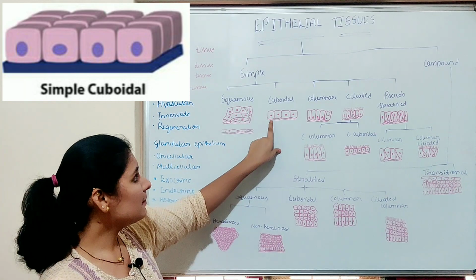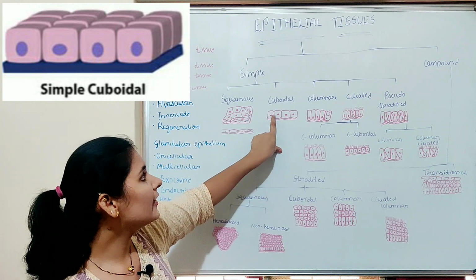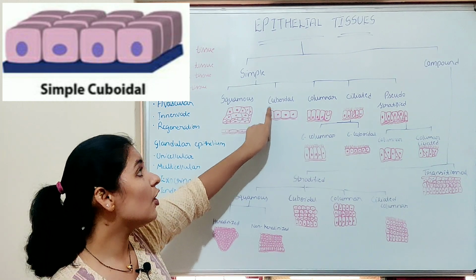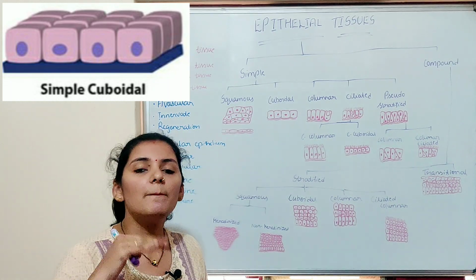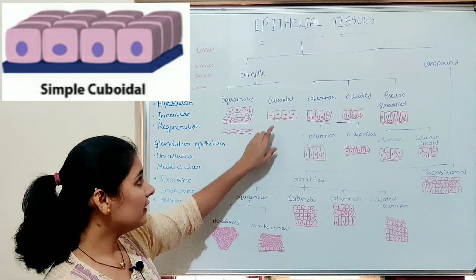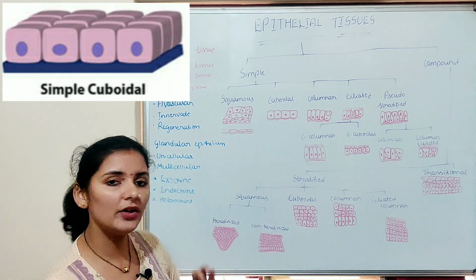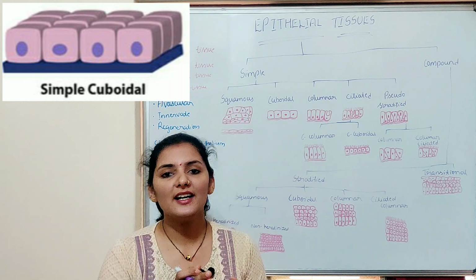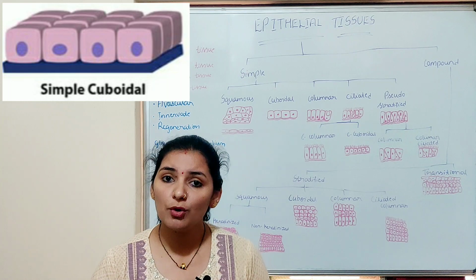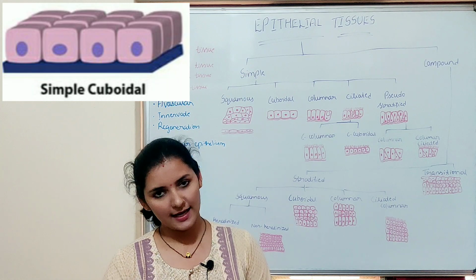Second type is simple cuboidal epithelium. As the name indicates, it is made up of a single layer of cube-like cells. In most cases, the free surface of these cuboidal cells forms microvilli, which gives a brush-like appearance, and it increases the surface area for absorption. They have a large nucleus at the center of each cell. This simple cuboidal epithelium is commonly found in the ducts of glands, the tubular part of the nephron of the kidney, etc. And it performs functions like secretion, excretion, absorption, gamete formation, etc.